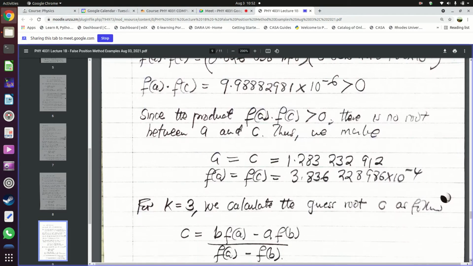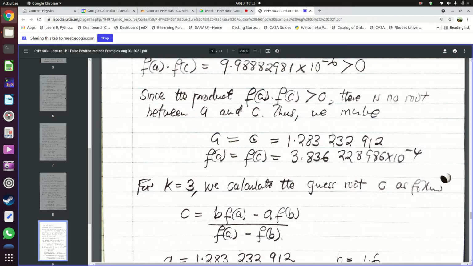So if there's no solution between a and c, then you make your c become a, and your f of c become your f of a. So your new a now becomes 1.283232912, and your f of a now becomes f of c. So you can work out a new root for k equals 3, your guess value for the third time.